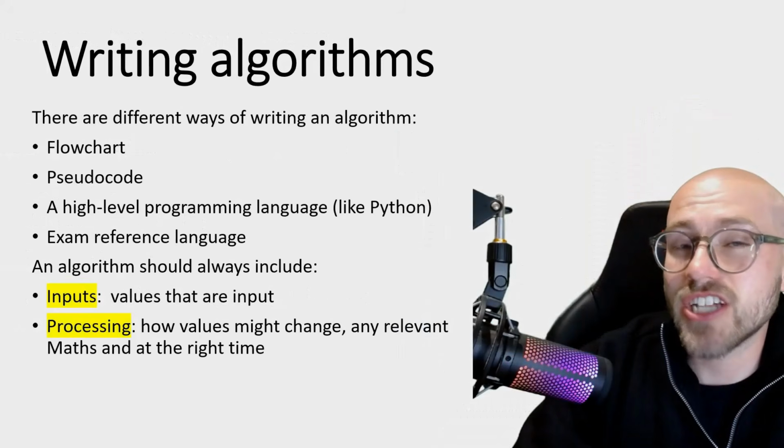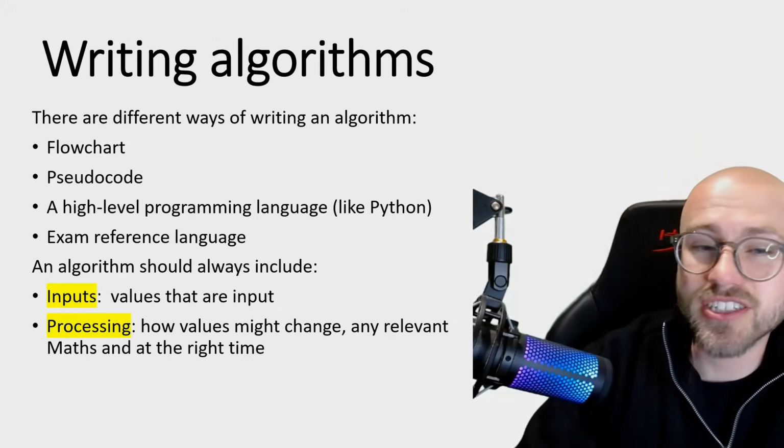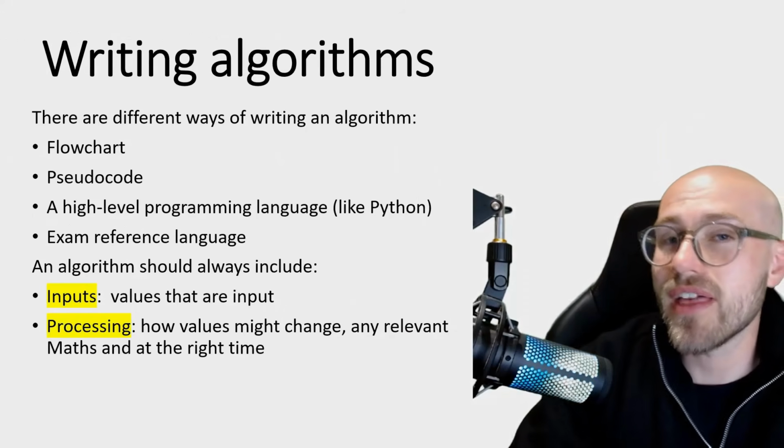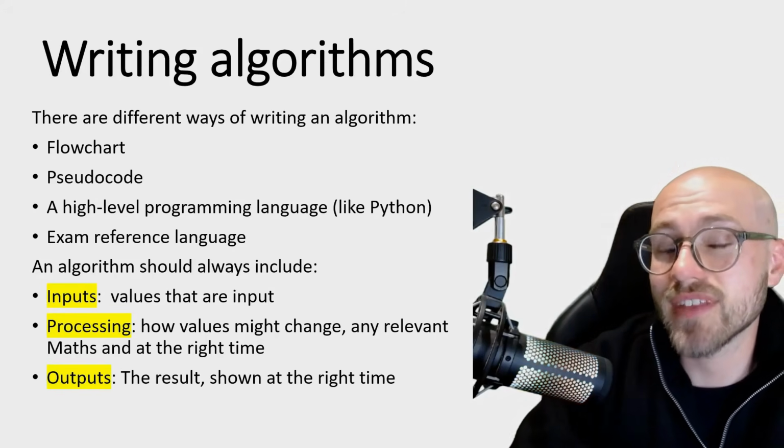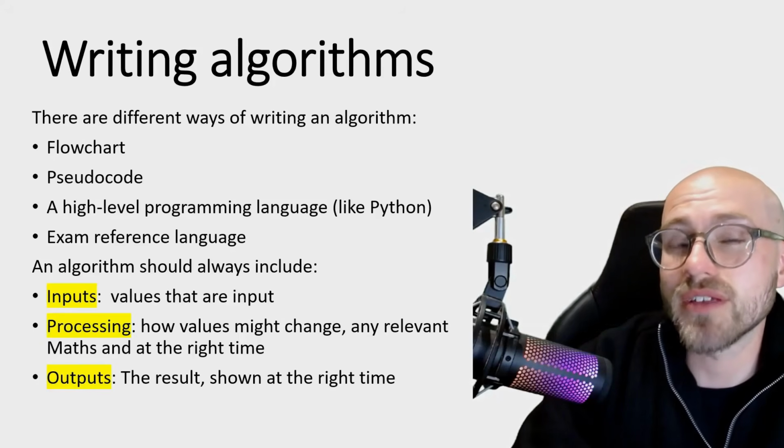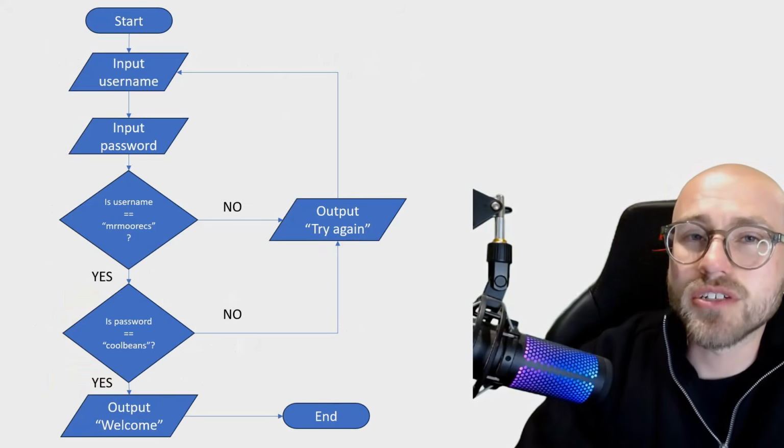The value might change, other values might change, and if there's any maths going to happen, then this is the time when it will happen. Finally, you will display what you've done to the user. That's usually so they can see that it's worked, whatever they've tried to do. We're going to start by looking at a flowchart example.